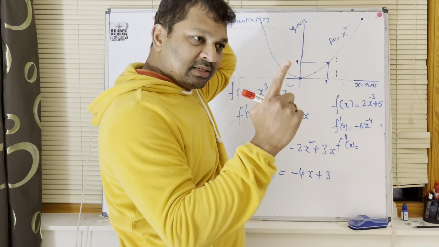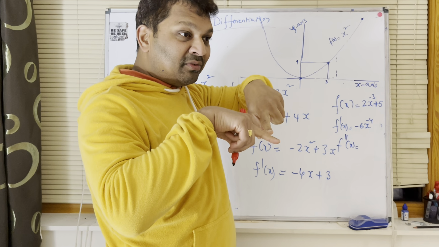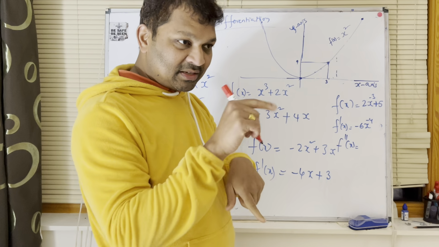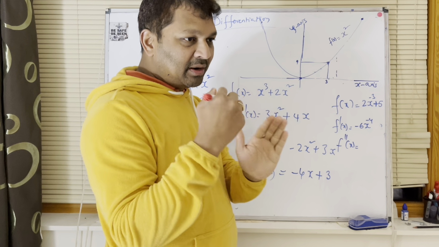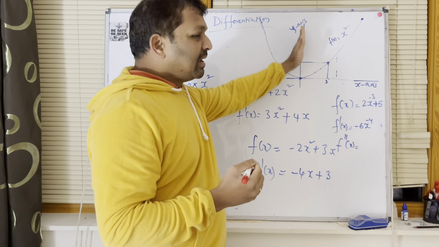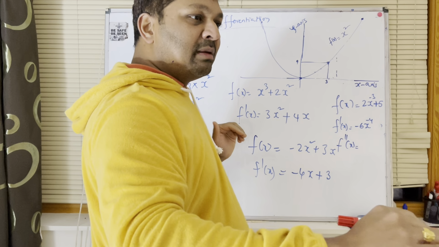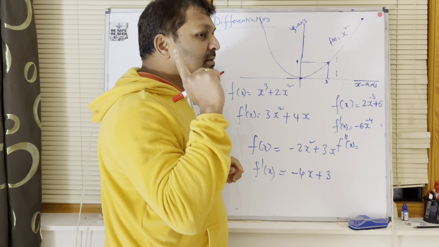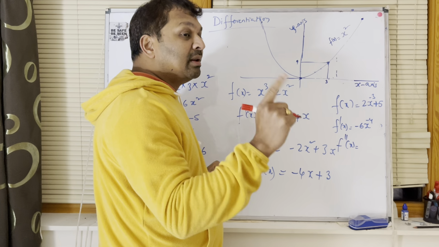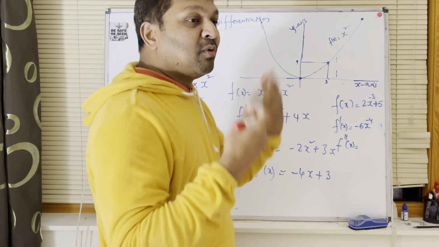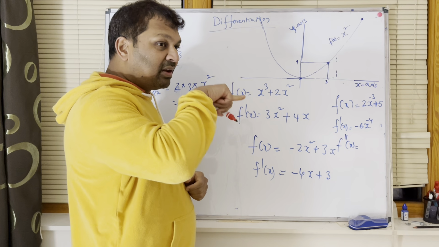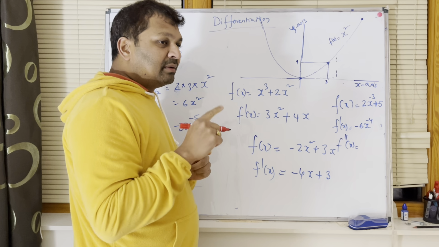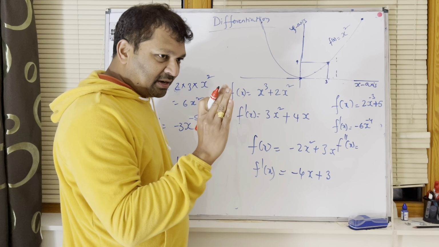Distance-time: if you find the differentiation, you'll get speed, velocity. Displacement-time: on the y-axis it is displacement, on the x-axis it is time. If you differentiate one time, you'll get the slope, which is velocity. If you differentiate one more time, you'll get acceleration.